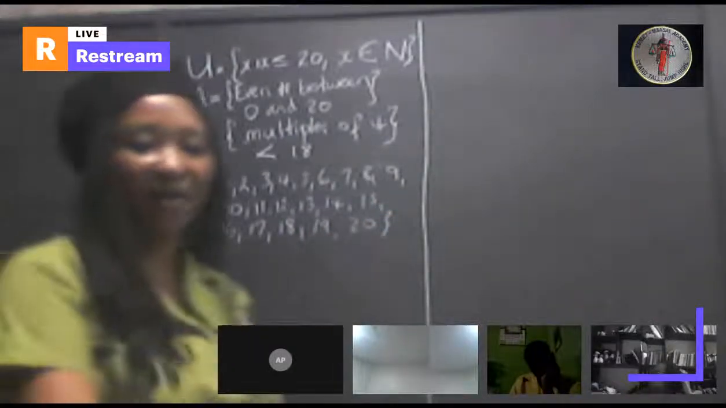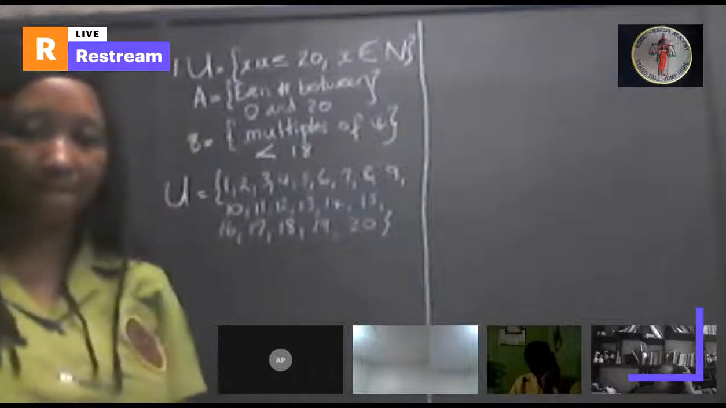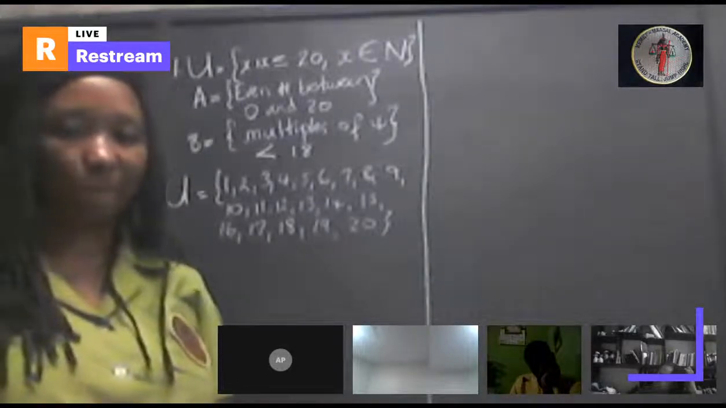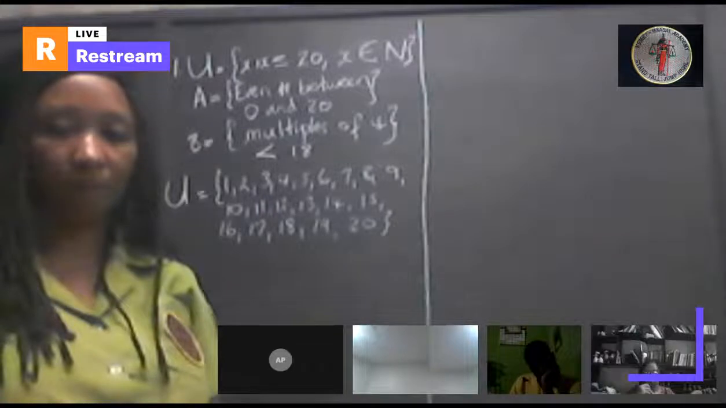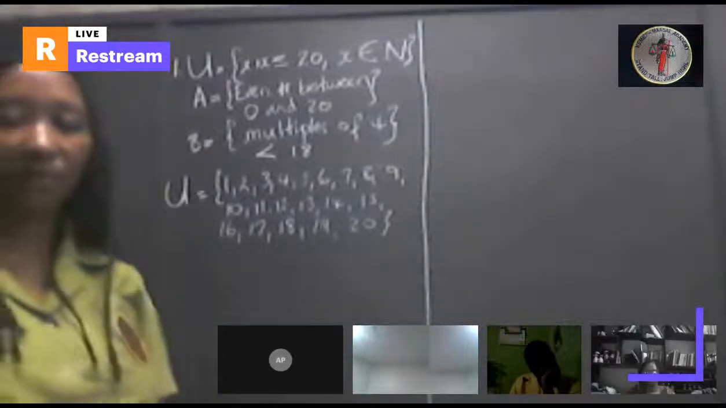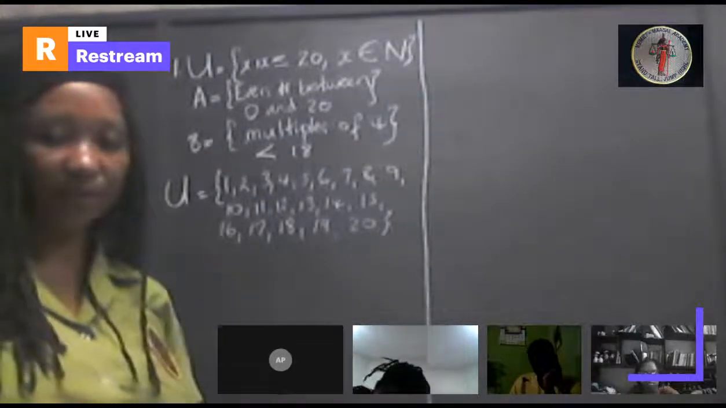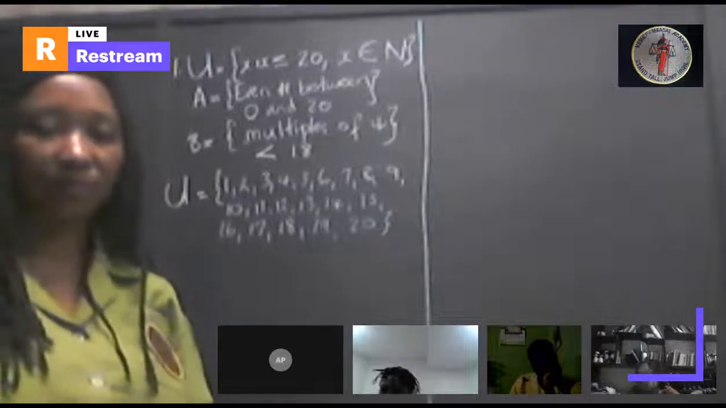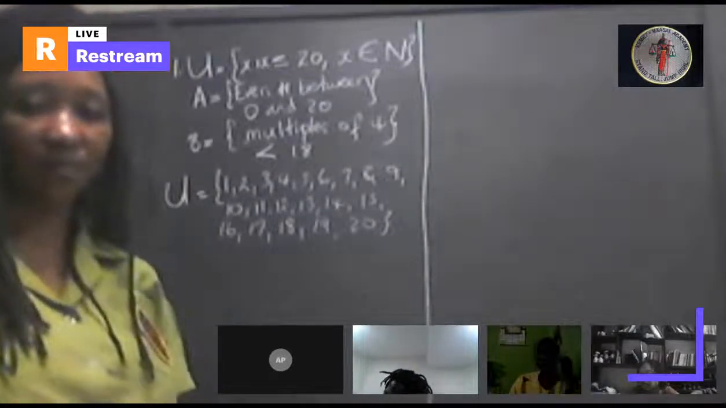How many numbers are in the universal set? From 1 to 20, how many numbers? 20.